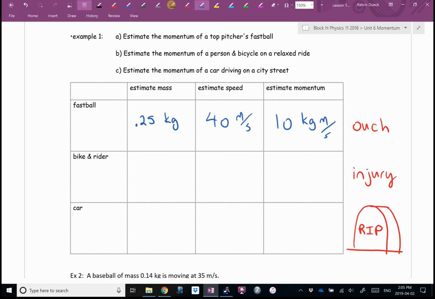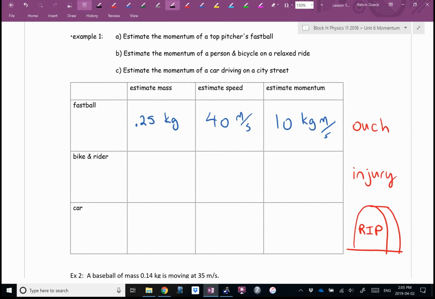What about the bike and rider? Let's estimate the mass of the bike and rider. And again, I'm going to kind of go with a Fermi estimate. 1 kilogram for a bike and rider, or is that too small? 10 kilograms? 100 kilograms or 1,000 kilograms? I'm thinking 100.